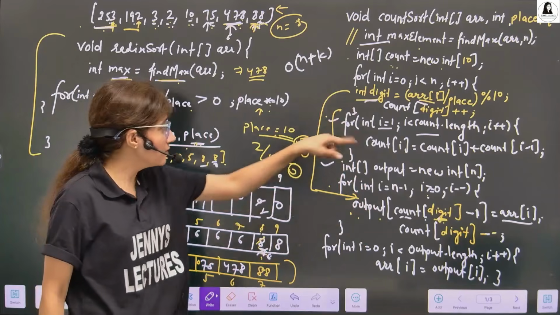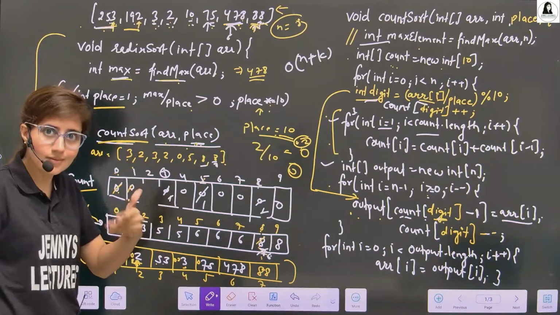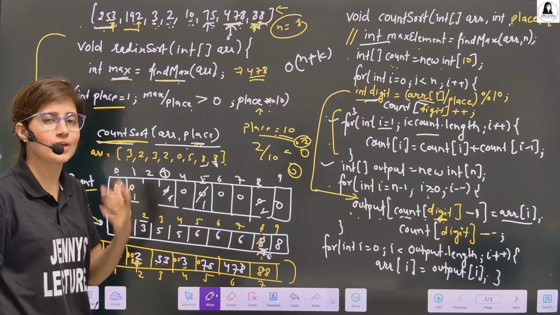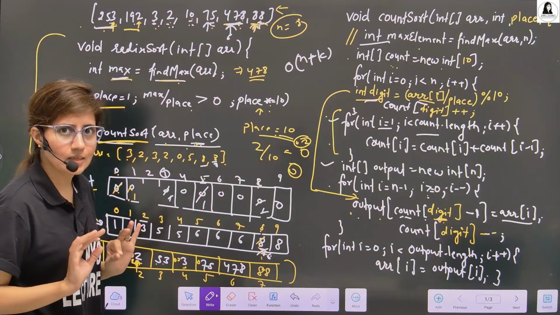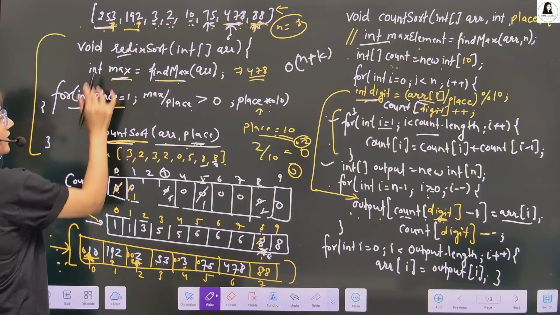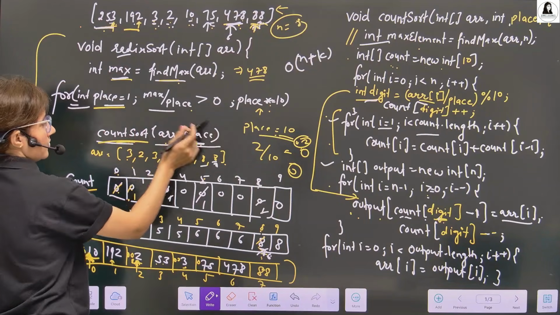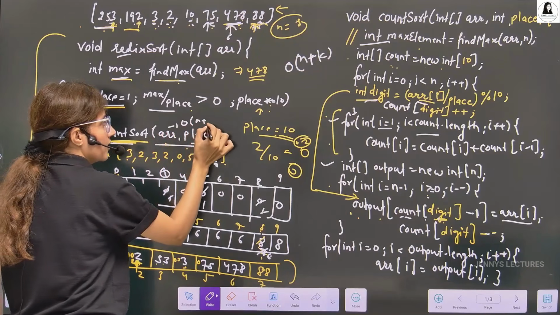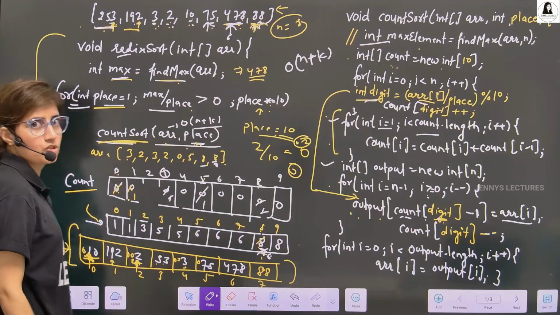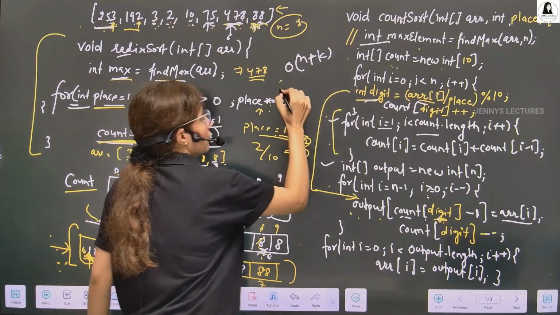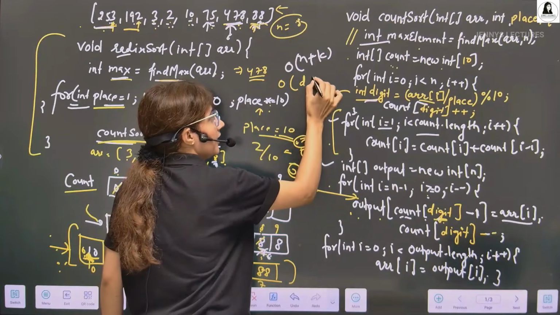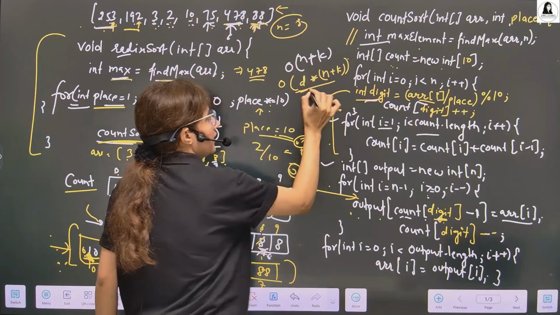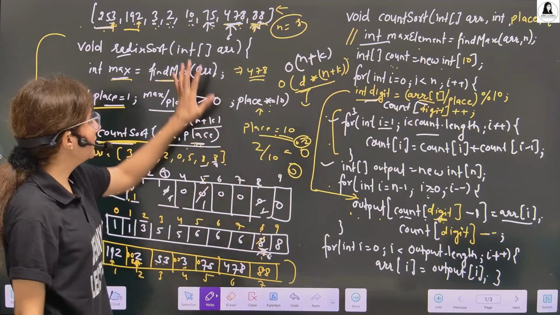But now, how many times is this count sort called? The number of digits in the maximum number. Let's suppose the number of digits is d, because there is another for loop in radix sort where place is 1, then 10, and so on, and we call count sort. Internally, count sort's time complexity is order of n plus k, but you are calling it d times. So the time complexity for radix sort is d into n plus k. Here d is the number of digits in the maximum number.